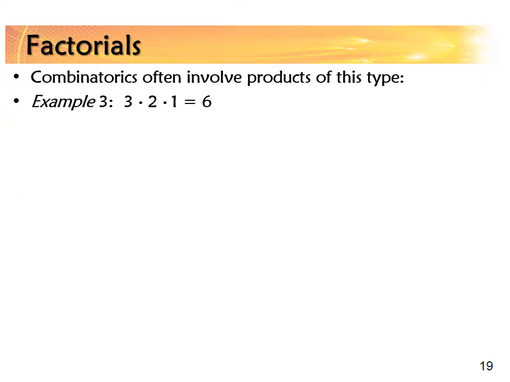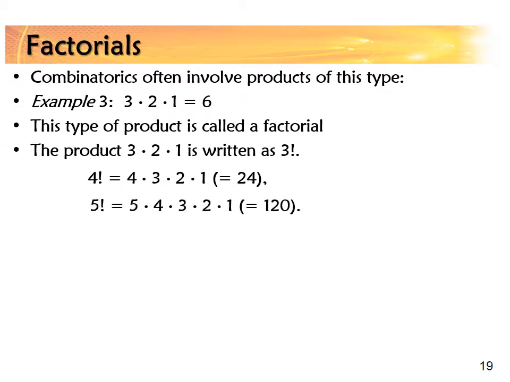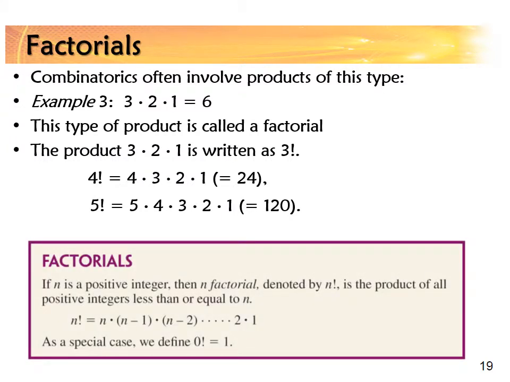So we often see products of this type, 3 times 2 times 1. And this type of product is called a factorial. And we write 3 times 2 times 1 as 3 exclamation point to indicate that it is a factorial. So 4 factorial is just simply 4 times 3 times 2 times 1. And 5 factorial is just 5 times 4 times 3 times 2 times 1. So these factorials are integers, and whatever it is, you just go ahead and continue to multiply them out. Now note that 0 factorial, by convention, we give a value of 1.